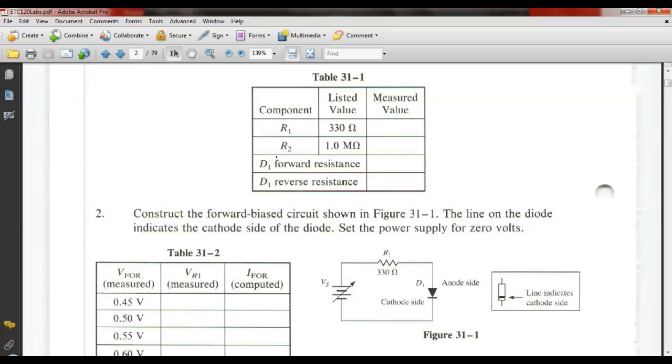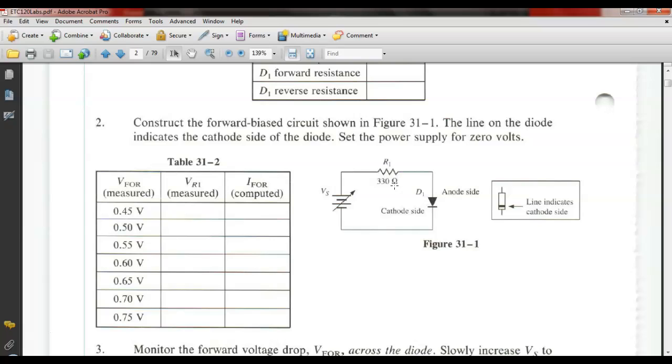We know most of our digital meters won't even measure a reverse resistance. It measures overload. So I need to correct that lab. But this is on the diode scale. So you just measure your forward and your reverse. Of course, the reverse should be overload, right?